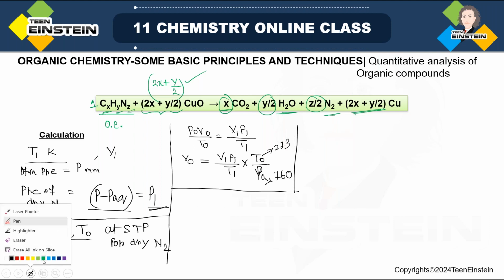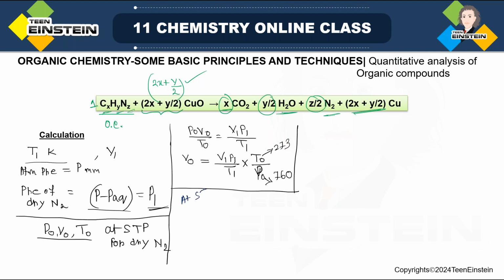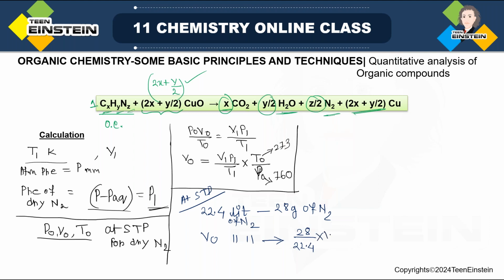Next, the calculation we will do. We know that at STP, 22.4 liter of nitrogen is actually 28 gram of nitrogen. All the calculation will be in liter because we have considered V1 in liter. So V0 liter of nitrogen should be 28 divided by 22.4 multiplied by V0 gram of nitrogen. Okay. So now you know the mass of nitrogen, which corresponds to V0 liter.